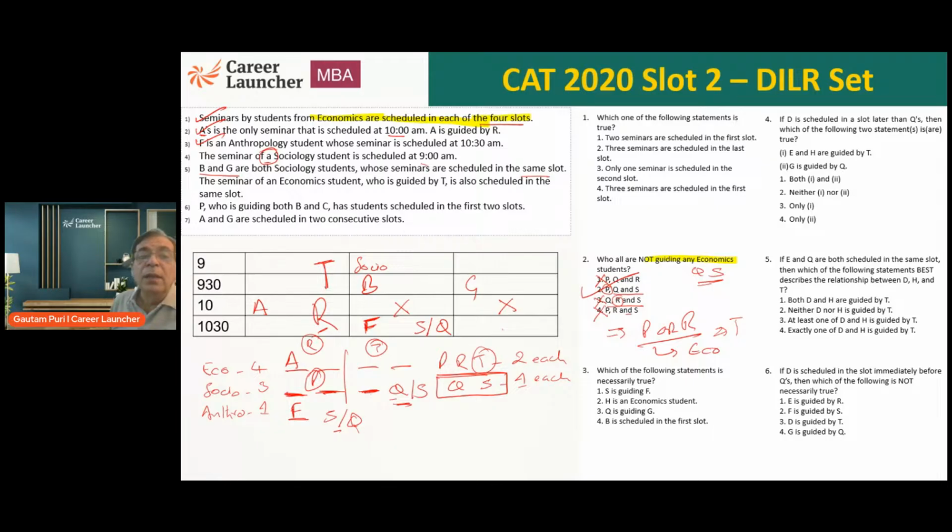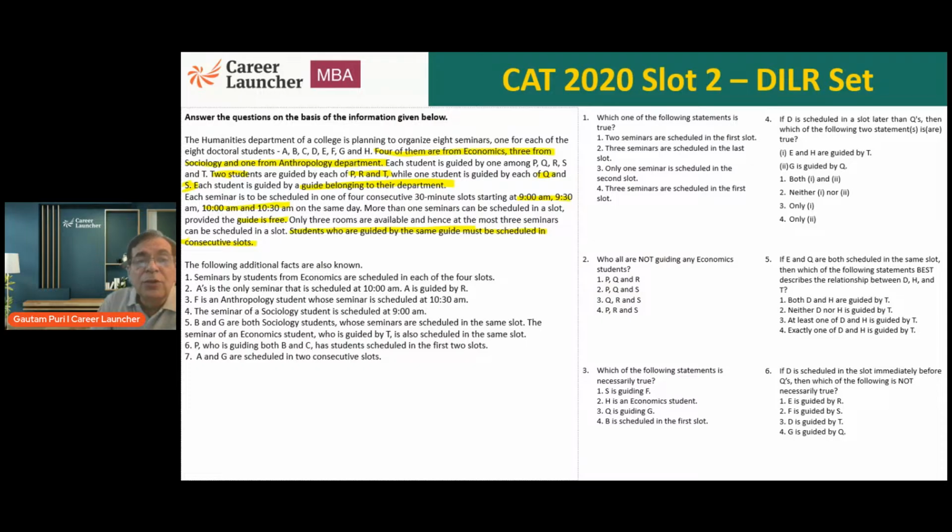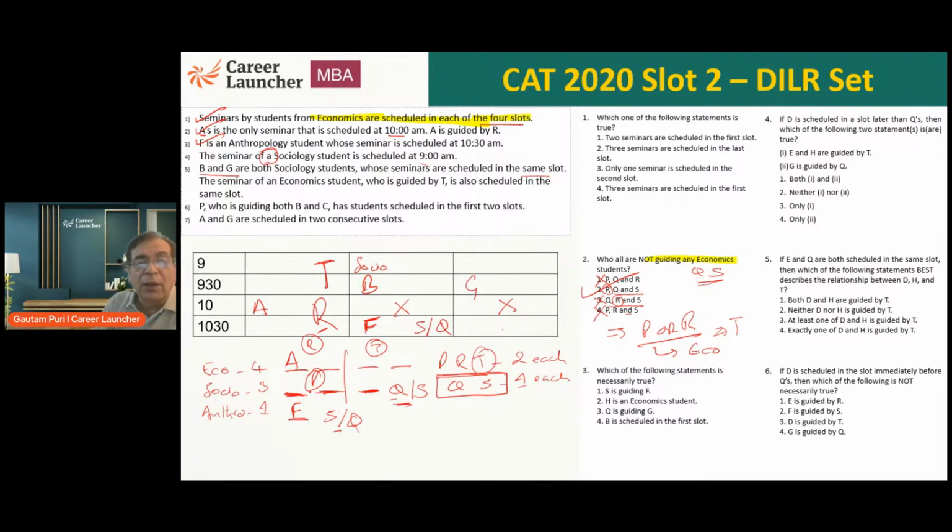Okay. Now, if they are doing it parallelly, they should be handled by different faculty members. Just go back to this. Students who are guided by the same guide must be scheduled in consecutive slots. That means B and G are guided by different faculty members. B and G are not guided by the same faculty. Out of B and G, one of them is guided by P, the other is guided by Q or S. Now, whether this sociology student is here or here, we don't know. But there's one sociology student out here. Okay. So which sociology student, we'll find out. Let's go further.